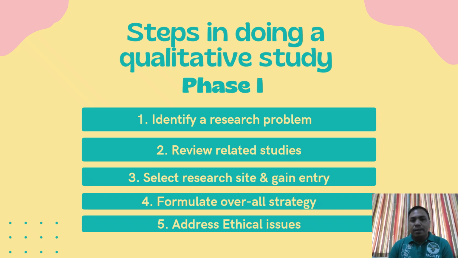Next, the researcher selects an appropriate research site and gains entry, which involves choosing a natural setting where the phenomenon occurs and obtaining permissions or establishing rapport with participants or gatekeepers. Finally, the researcher formulates an overall research strategy and addresses ethical issues, ensuring the study design aligns with the research objectives while protecting participant rights, confidentiality, and well-being. This phase establishes the groundwork for a credible and ethically sound qualitative investigation.